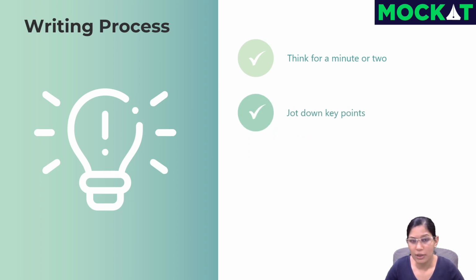So this could be one or two points which I know I want to put in the introduction, certain key facts maybe, and then what is my viewpoint. So if I'm being asked to argue for or against something, I could have 3 points for, 3 points against. If I'm comparing two things, again I would have similarities and differences. I could also note down examples, things like these. So just note these down.